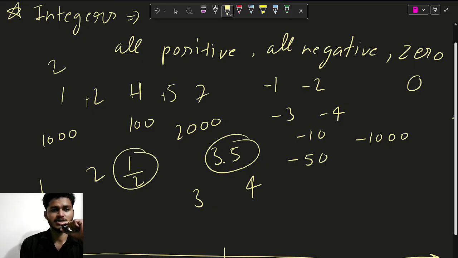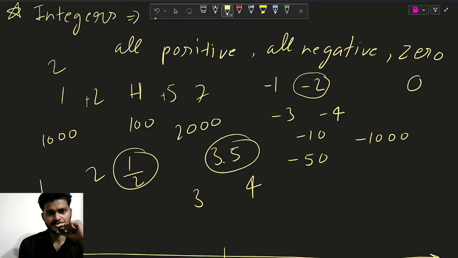And if we have to denote -2, then we will denote its sign also. So if the number is written as it is, it means it is positive in nature, it is a positive integer. One more thing, 0 does not have any sign.